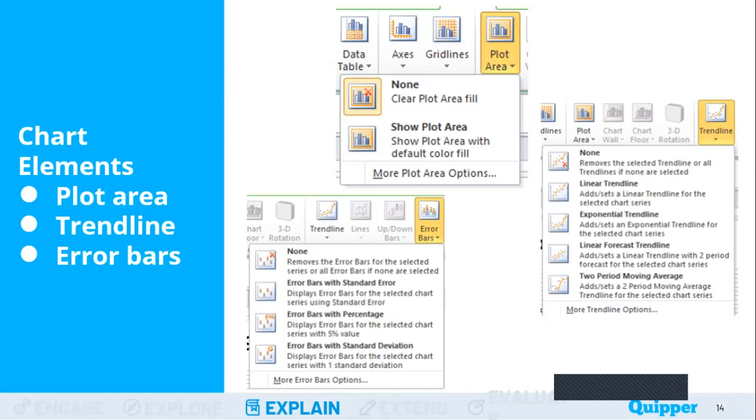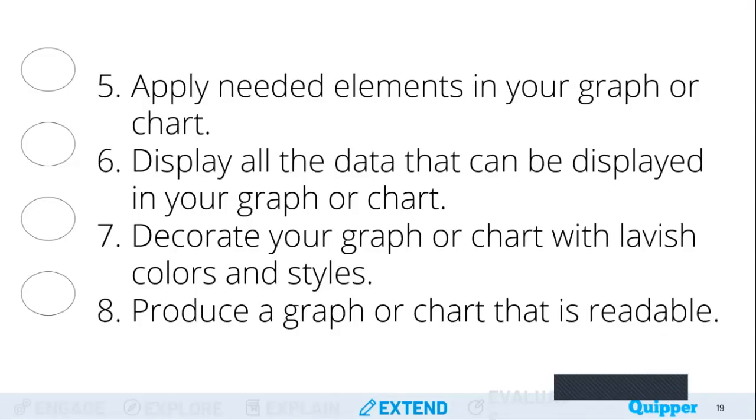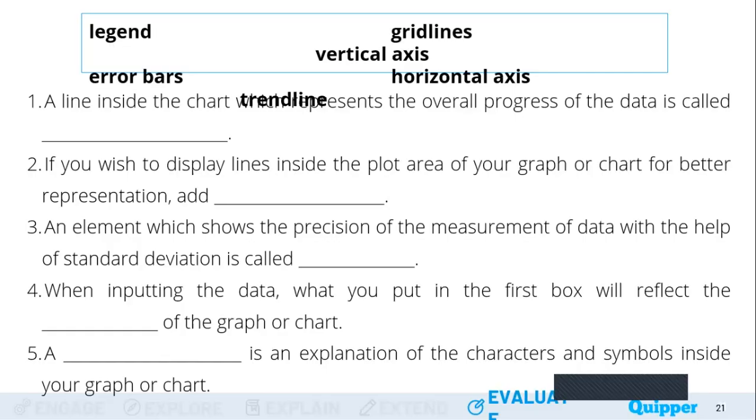Then chart elements, we have plot area. You just choose there. Then trendline, you choose that too. And error bars. Okay? So that's all, class, for the lesson. Okay? Have a nice day everyone and thank you.